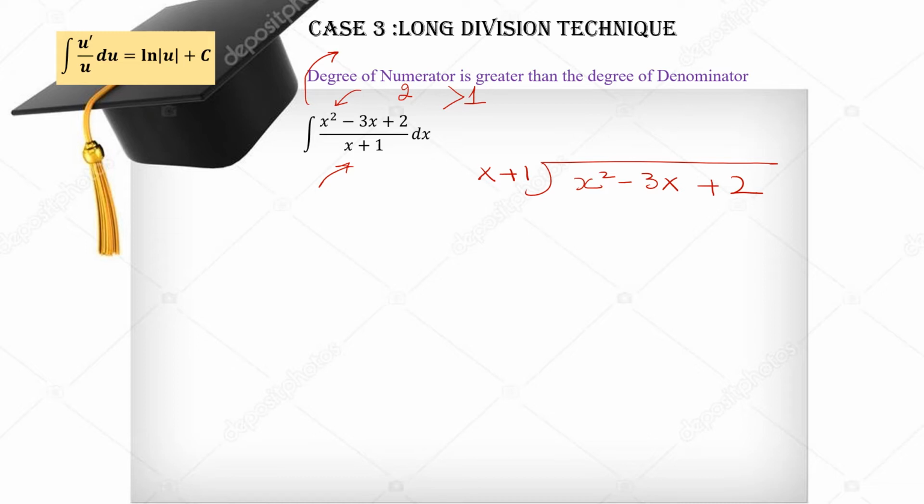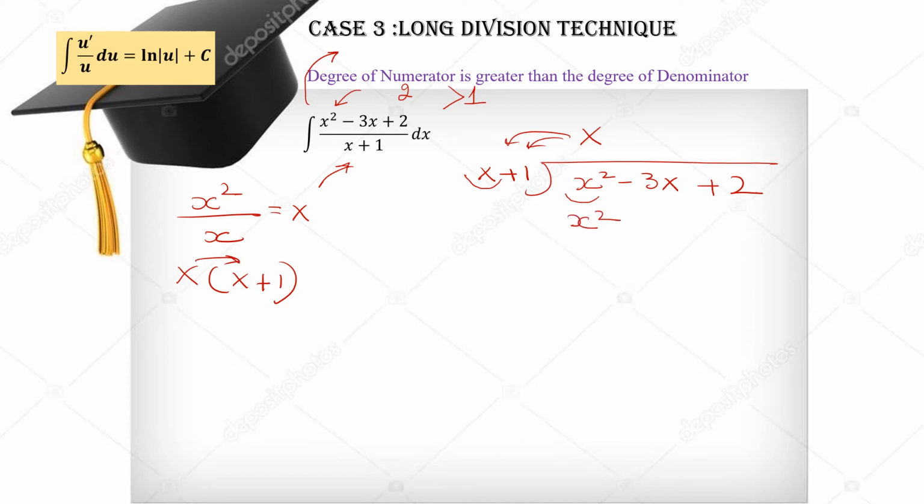So the first thing is always divide the first term of the dividend by the first term of the divisor. Here you will get x, write it at the place of the quotient. Now one by one multiply this quotient with the divisor. So x times x gives you x square. x times 1 gives you plus x. So write the x square under the x square and the x term under the x terms.